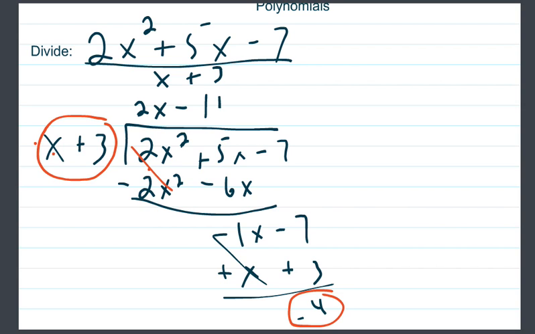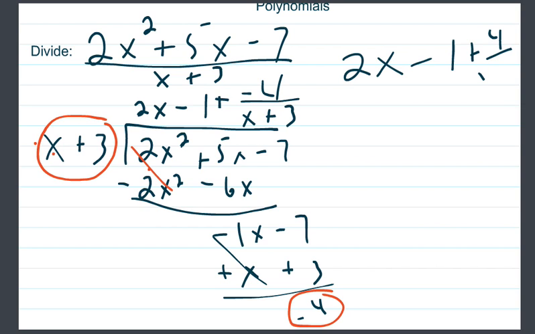So whenever you have a remainder left, you always take it and you put it over the divisor. So it's going to be this. The solution is 2x minus 1 plus 4 over x.